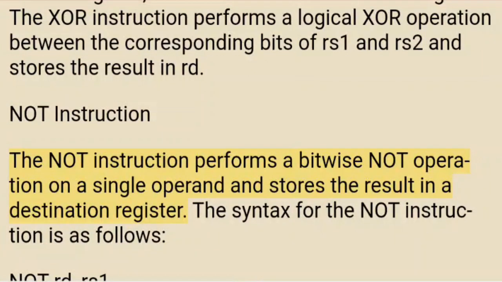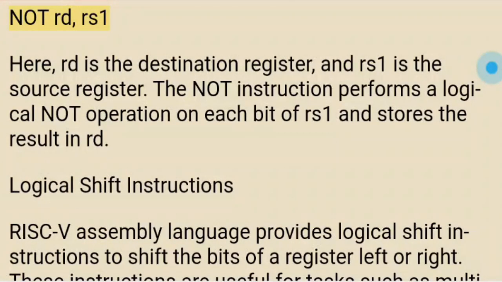NOT instruction. The NOT instruction performs a bitwise NOT operation on a single operand and stores the result in a destination register. The syntax for the NOT instruction is as follows. NOT rd, rs1. Here, rd is the destination register, and rs1 is the source register. The NOT instruction performs a logical NOT operation on each bit of rs1 and stores the result in rd.